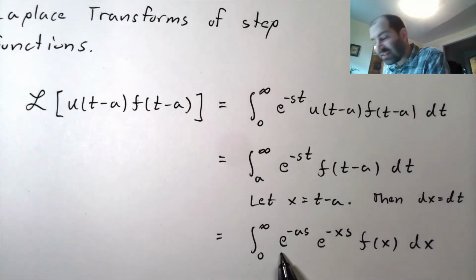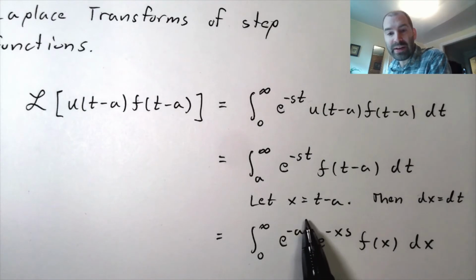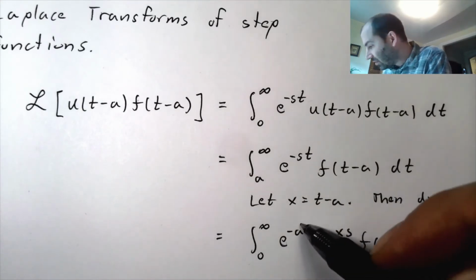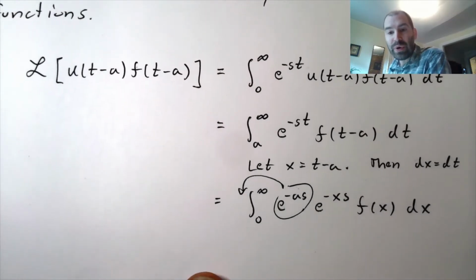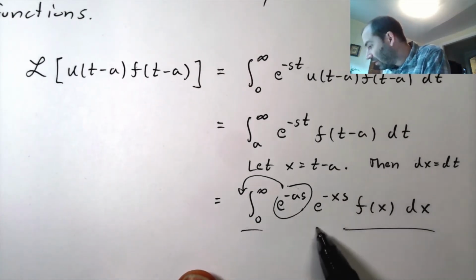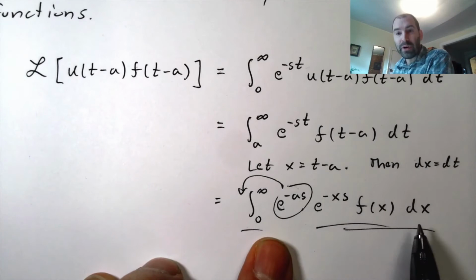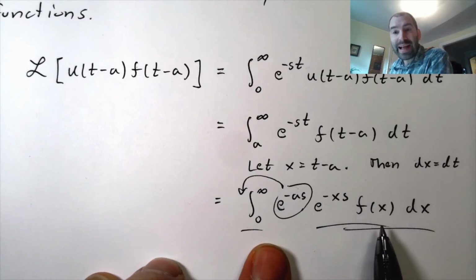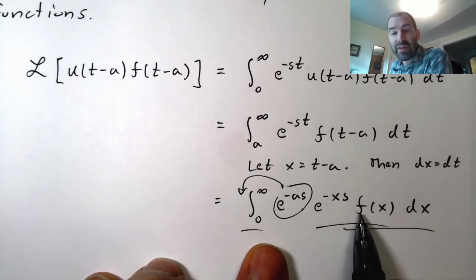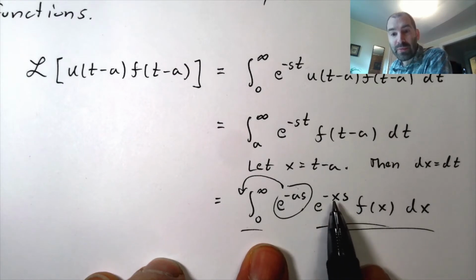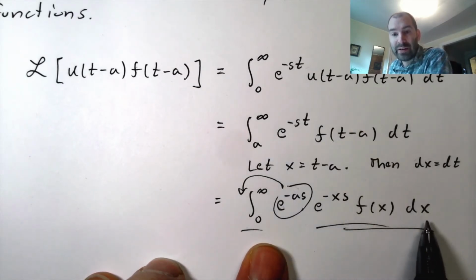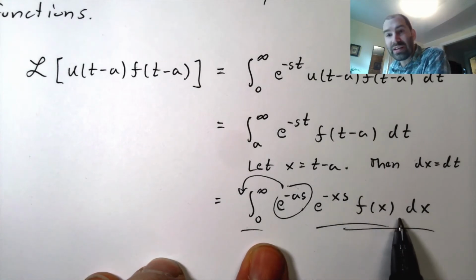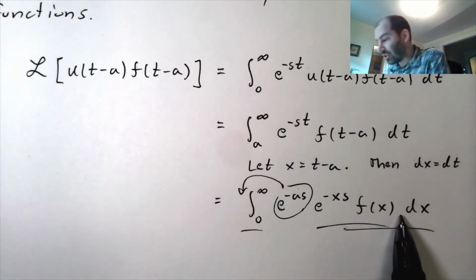Now, notice that this piece right here, e to the minus as, does not depend on x, so it can be pulled outside of the integral. And what we have left over here, the integral that's left over, you should recognize that that's just the Laplace transform of f. Our dummy variable, instead of a t, as it usually is, is now an x, but that doesn't matter. This is just the Laplace transform of our function f.